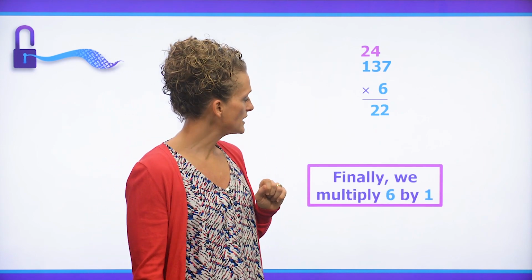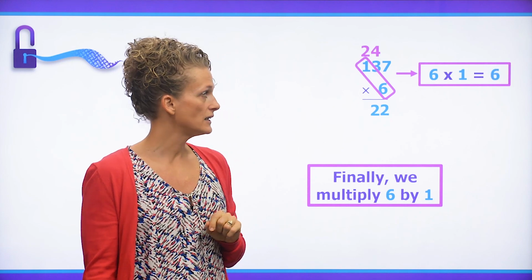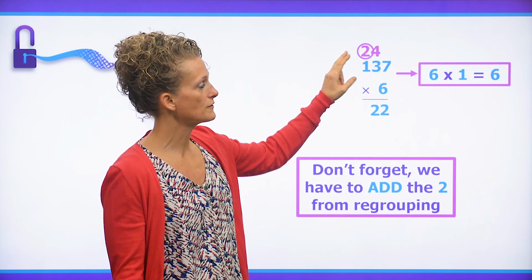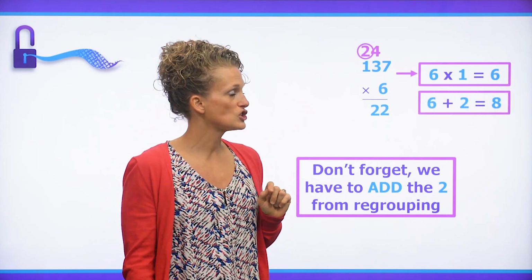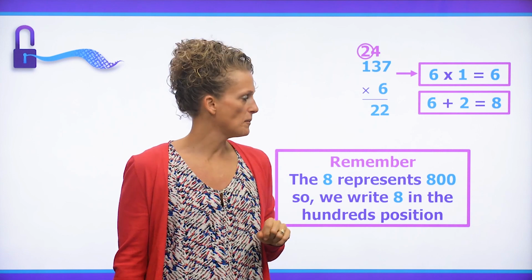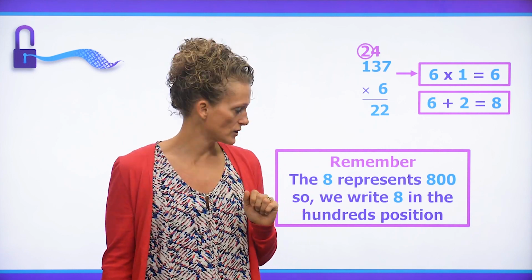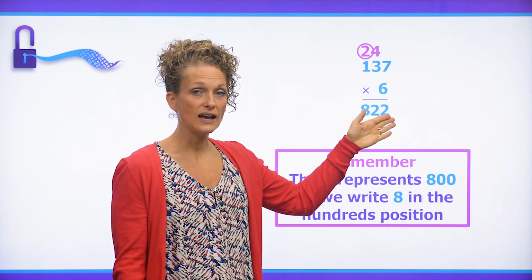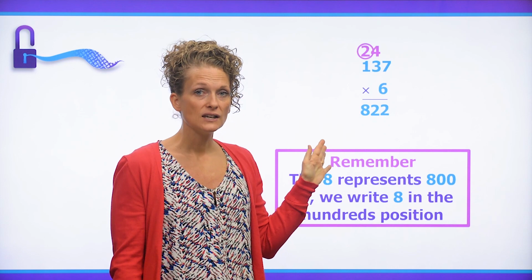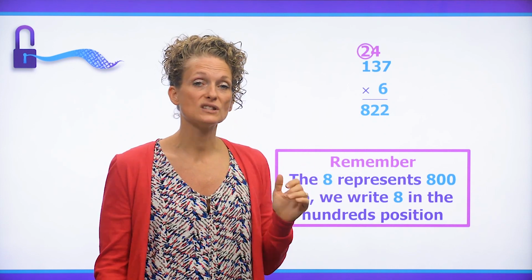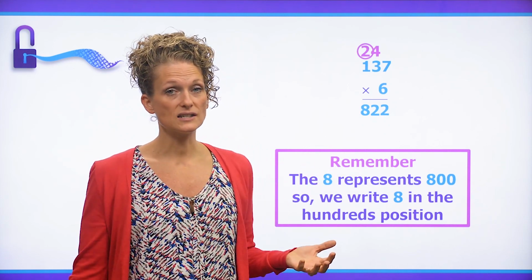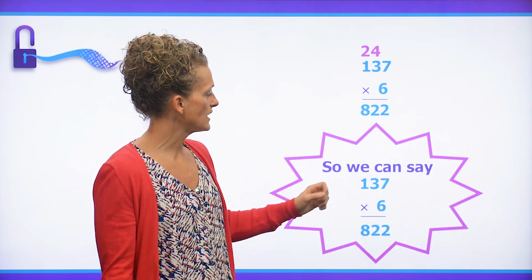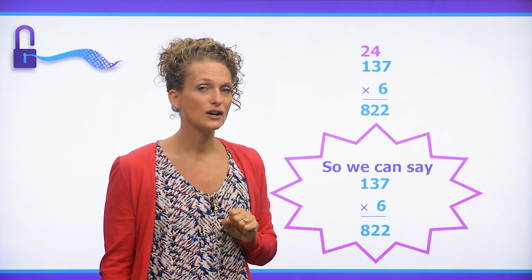So finally, we can multiply 6 times 1, which gives us 6. And again, we don't want to forget to add this 2 that we got from when we regrouped. So 6 plus 2 is equal to 8. Now, keep in mind that 8 represents 800, and so we write it in the hundreds position. So when you write your digits, as you write them from right to left, they always end up being in the correct position if you make sure that when necessary, you add your trailing zeros. Now this one didn't have any trailing zeros, so we can say that 137 times 6 is 822.